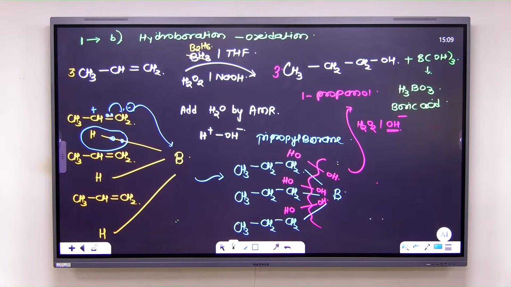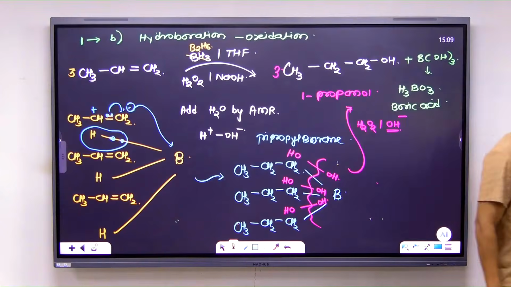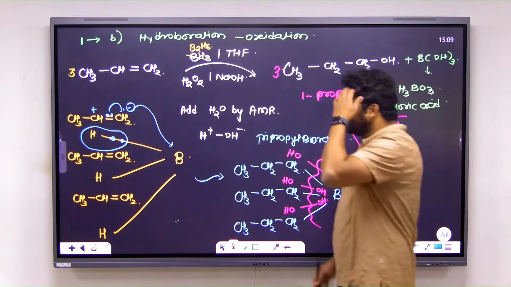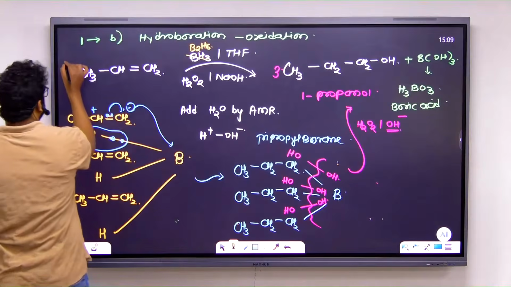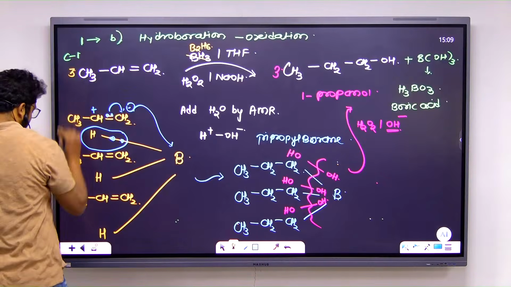What is the name of the intermediate? If it is a propene, then it is a tripropyl borane. If it is a butene, tributyl borane. Always remember this. Okay, it's very simple. Now more to the topic. Case 1 is very simple. Try to understand just an addition mechanism, right?